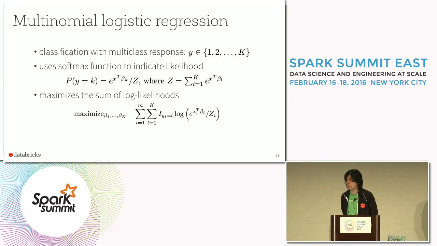We can also solve it for multi-class problems. Here you take the response value to be taking values from some discrete classes, like 1 to k. And we can use a similar technique here to indicate the likelihood. It's called softmax. To estimate the model, we try to maximize the sum of log likelihoods. And you get a very similar generalization, a good generalization of the logistic regression in the binary case. Those are some common regression models and classification models we usually use in practice.